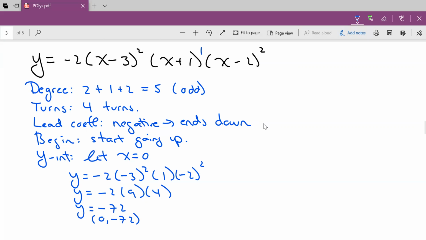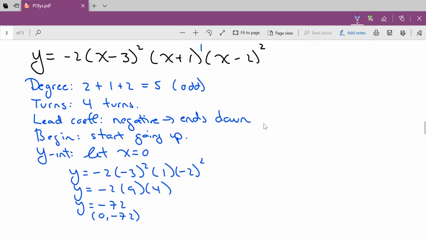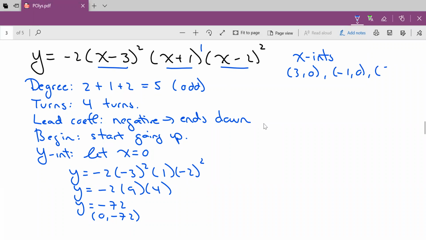Now, our x-intercepts. It's in factored form, so I can actually already see our x-intercepts. There's an x-intercept right there at (3, 0). There's another x-intercept right there at (-1, 0). And our last x-intercept is right there at (2, 0). Lovely. That's the best part about having something factored. If something's factored, we immediately know the x-intercepts. Okay, let's see if we can draw this thing.